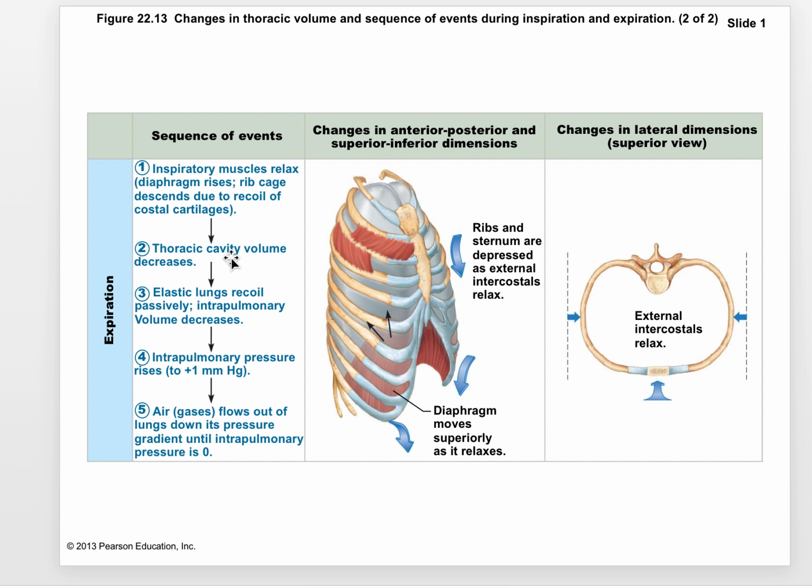With expiration, the inspiratory muscles relax, the rib cage descends, and thoracic volume decreases. The lungs have elastic recoil, so they just return to their original position, and air flows out of the lungs. Remember, inspiration is active, expiration is passive.